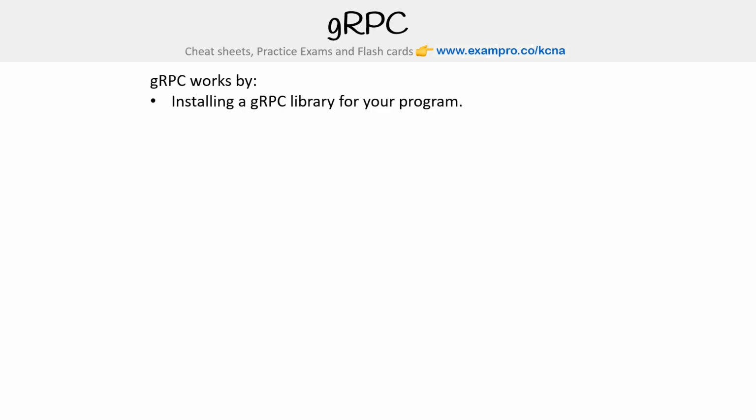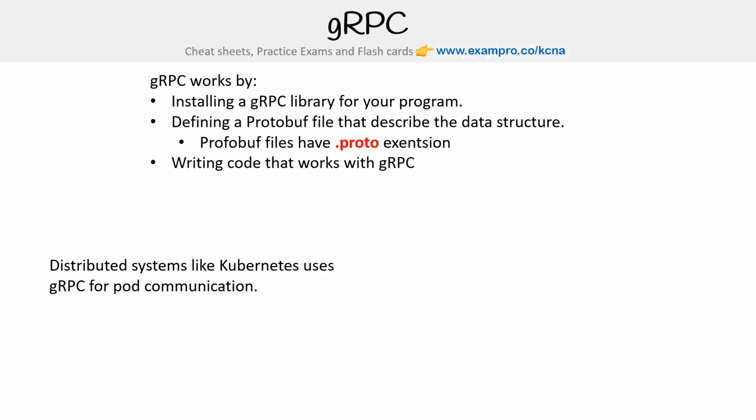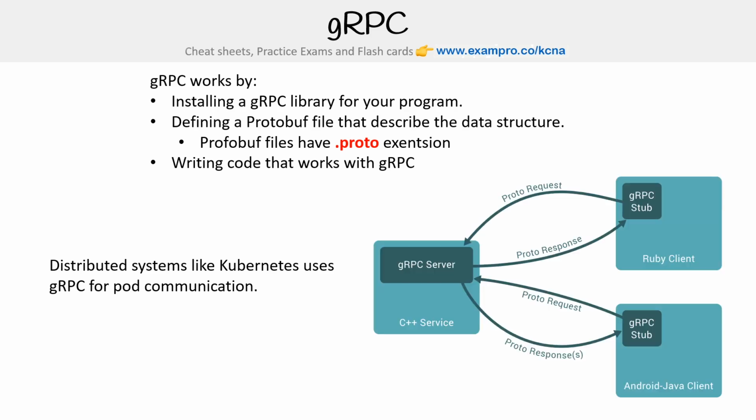So the idea is you'll be installing a gRPC library for your program. You'll be defining a protobuf file that describes the data structure, and those files usually have a .proto extension. You'll be writing code that works with gRPC. Distributed systems like Kubernetes use gRPC for pod communication, and so that's kind of the example.